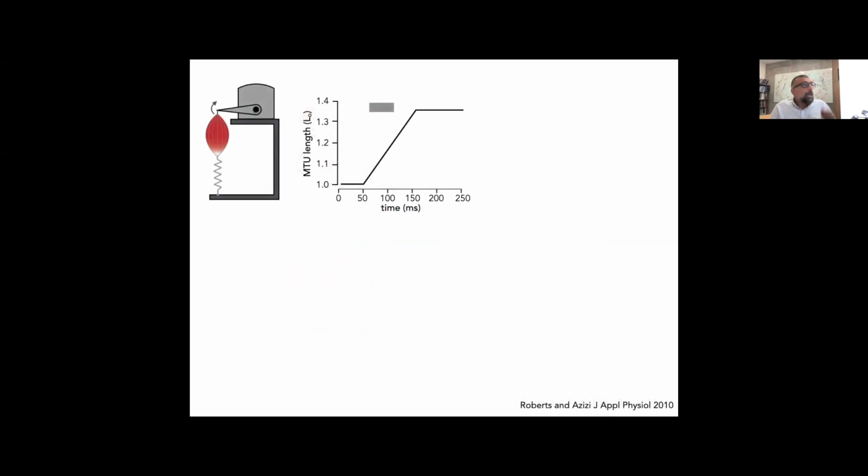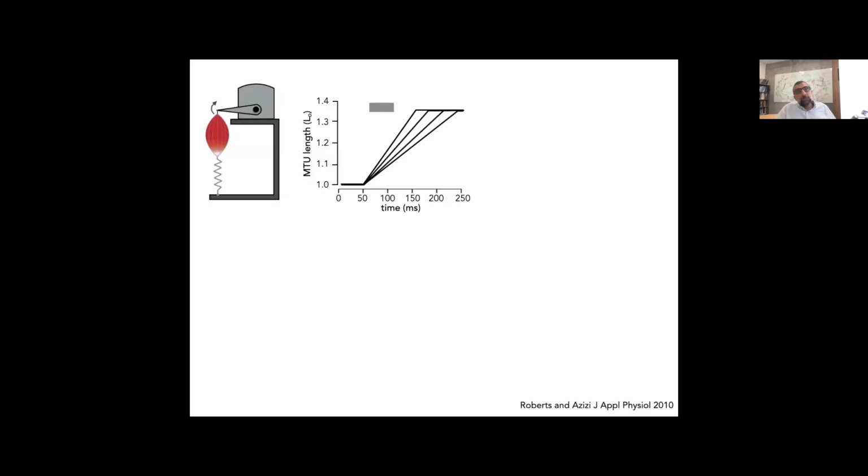So here's a couple of experiments we did, really simple stuff, nothing hard. This is as simple as it gets. We have an isolated muscle tendon unit right there where we're stimulating. We are driving it through this little stretch, and the gray is when we're stimulating it.